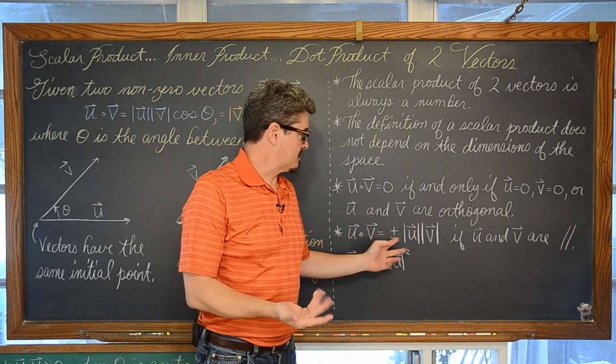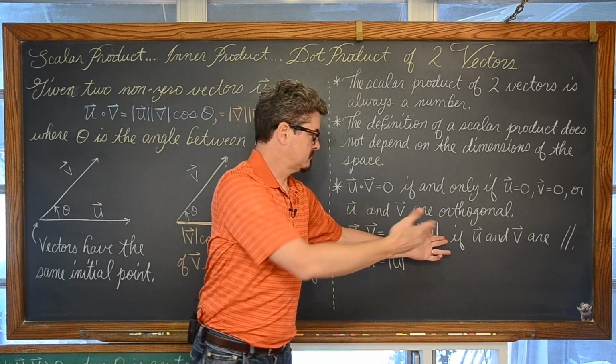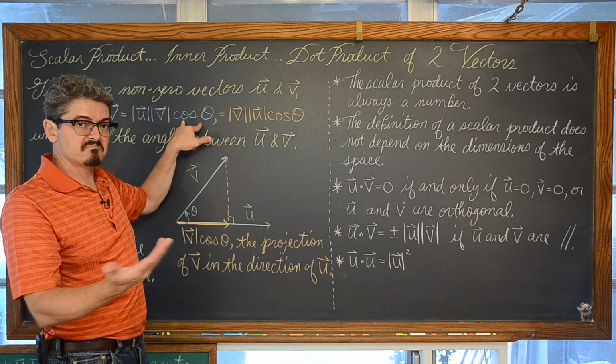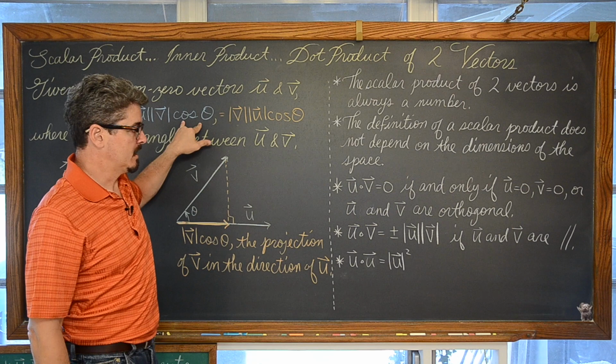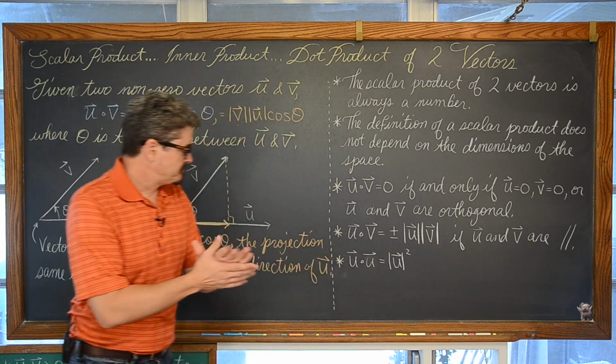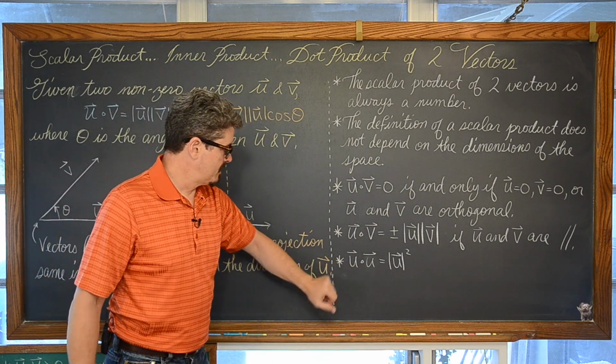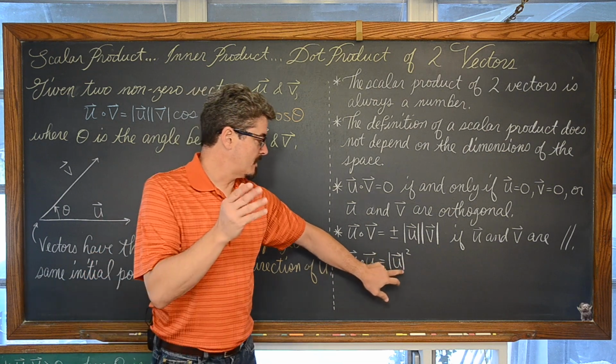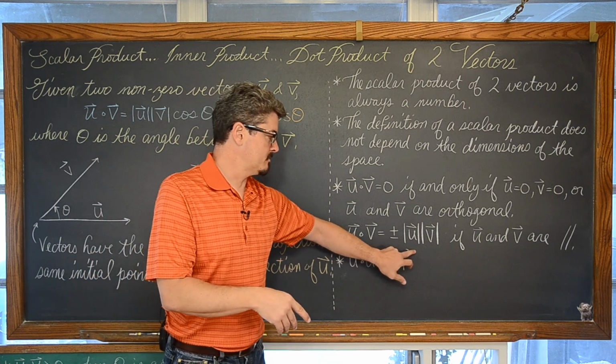So there's your plus or minus, and the reason why there's no cosine after the magnitude of these two vectors multiplied together is because it's either 1 or negative 1. So the dot product between vector u and vector u is the magnitude of vector u squared.